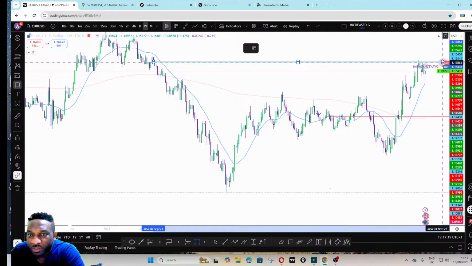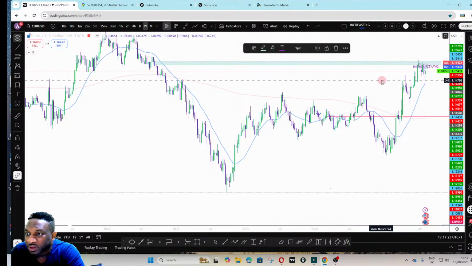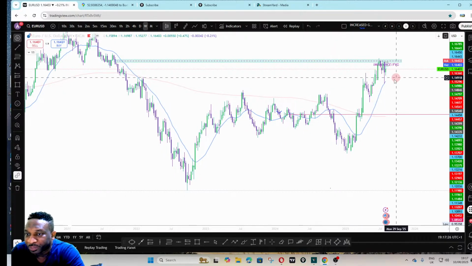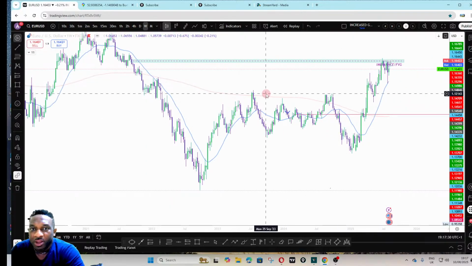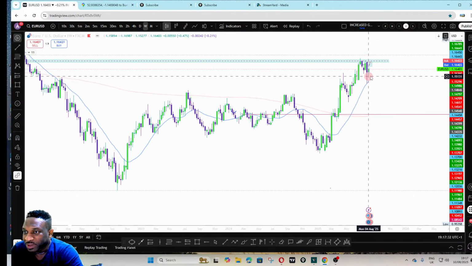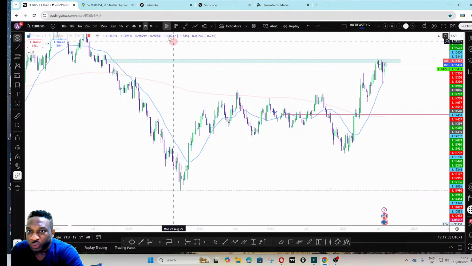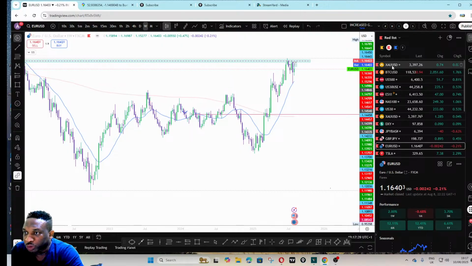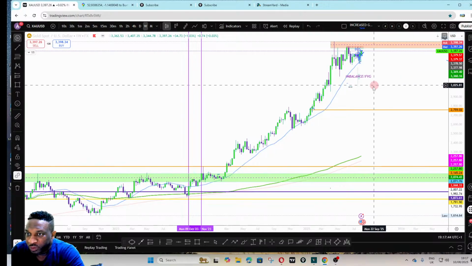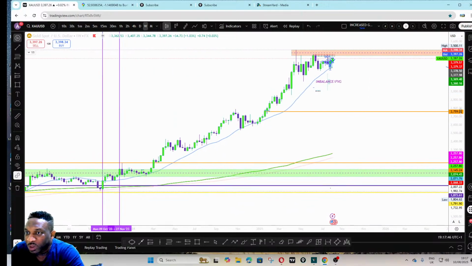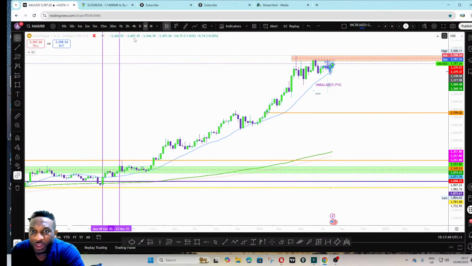This area of imbalance that was created, that's where price is tapping in from. Okay. So this is Euro USD. We'll go to our usual gold. We'll go to gold and then we'll do some analysis there.